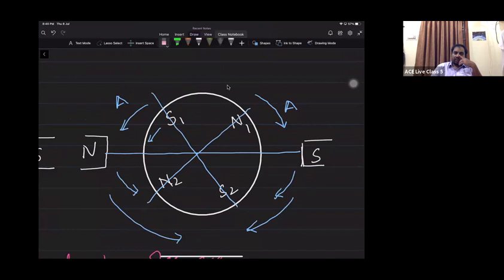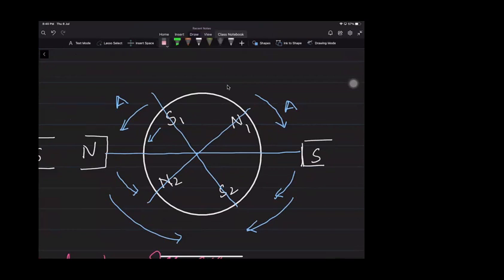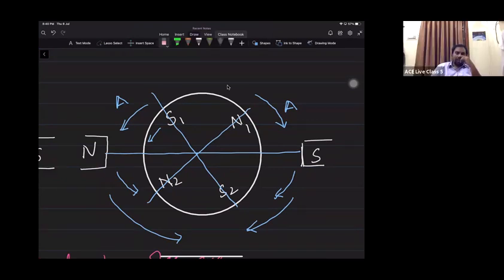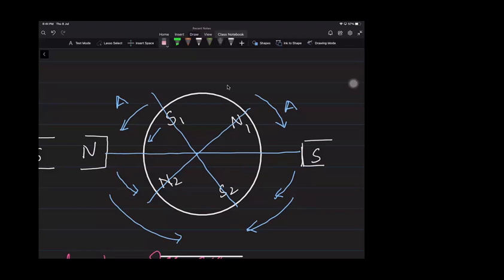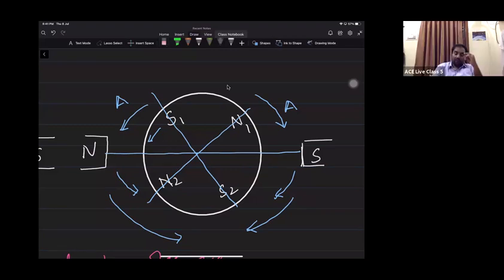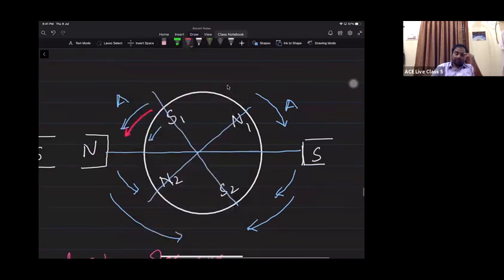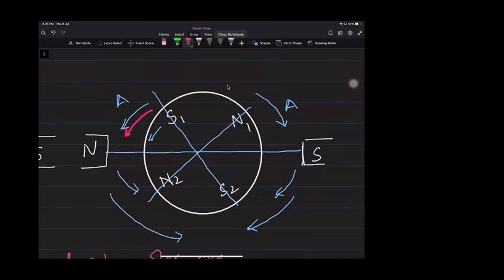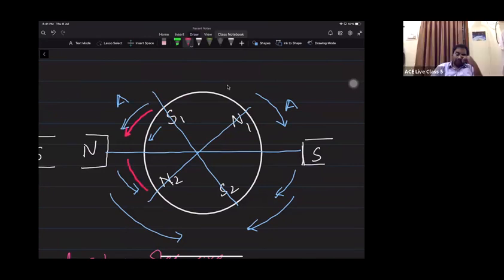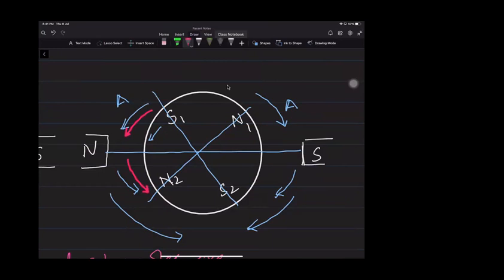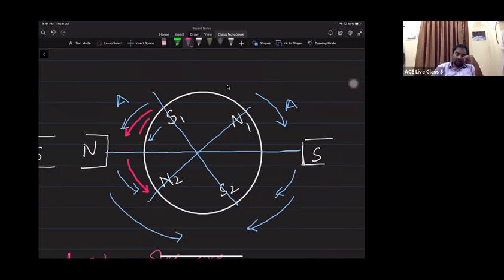Now, the law of magnetism, right? Like poles repel each other, very good. Unlike poles attract each other, sir. Excellent. Now please tell me, what is existing between this S1 and N? Attraction. Excellent. And what is existing between this N and N2? Repulsion, sir. Excellent. So this side of the armature wants to rotate in which direction?